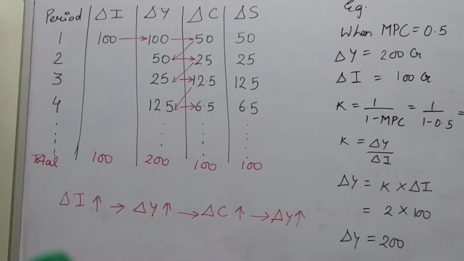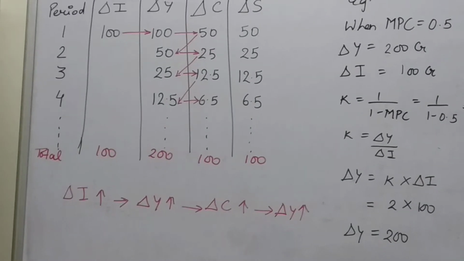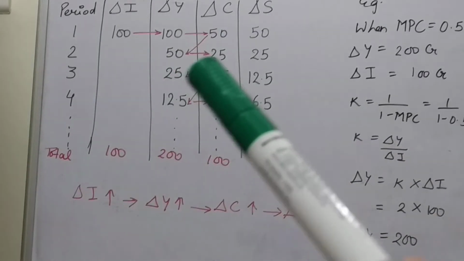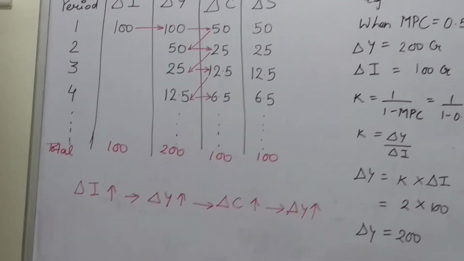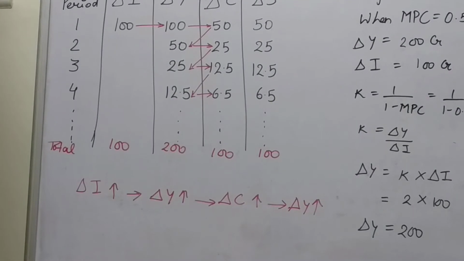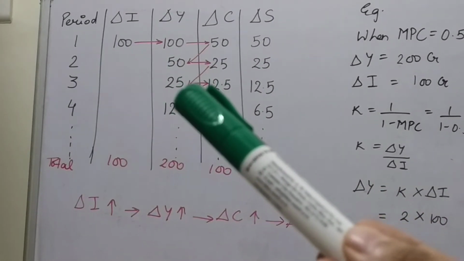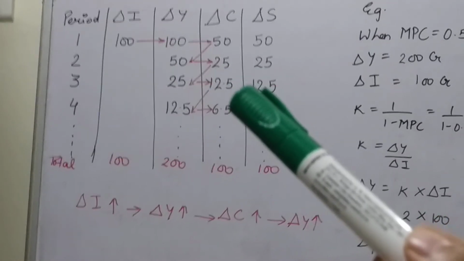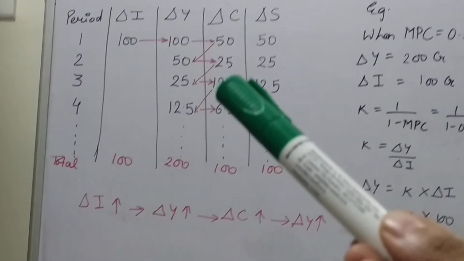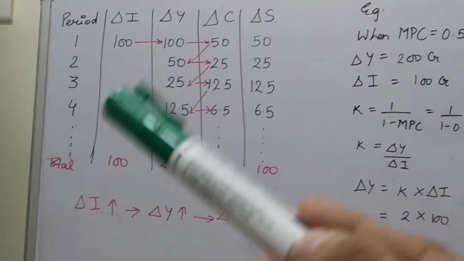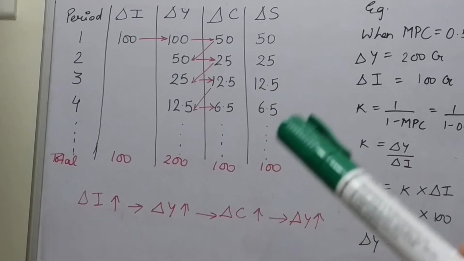Now just see the second round. In the second round, the consumption expenditure of the first round will increase the income by rupees 50 crore. Again you can see this arrow, 50 crores in the second round. So the change in the consumption will be again 50 into 0.5, because MPC is 0.5, so 25 crores. So 25 crores rupees will be consumed and 25 crores will be saved. So this process will continue. You can see here the arrows again.